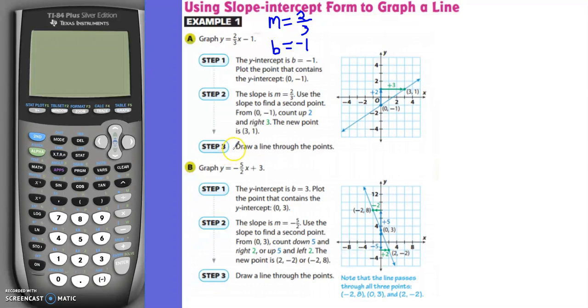Part B. The slope is -5/2. The y-intercept is 3. So we start at +3. This is counting by 2's: 2, 4, 6, 8, 10, 12. So in between 2 and 4 is 3. And then from here, we are going to go down 5 to the right 2. All right.